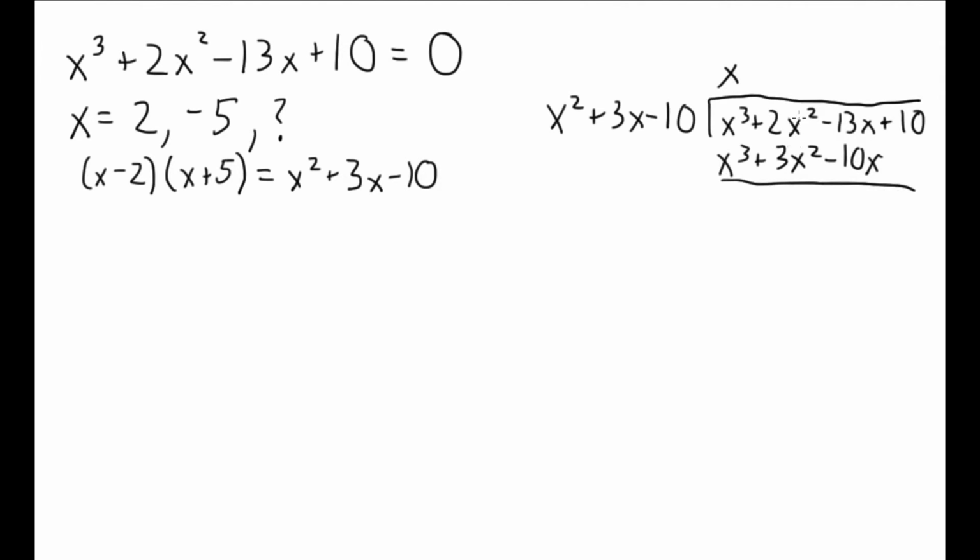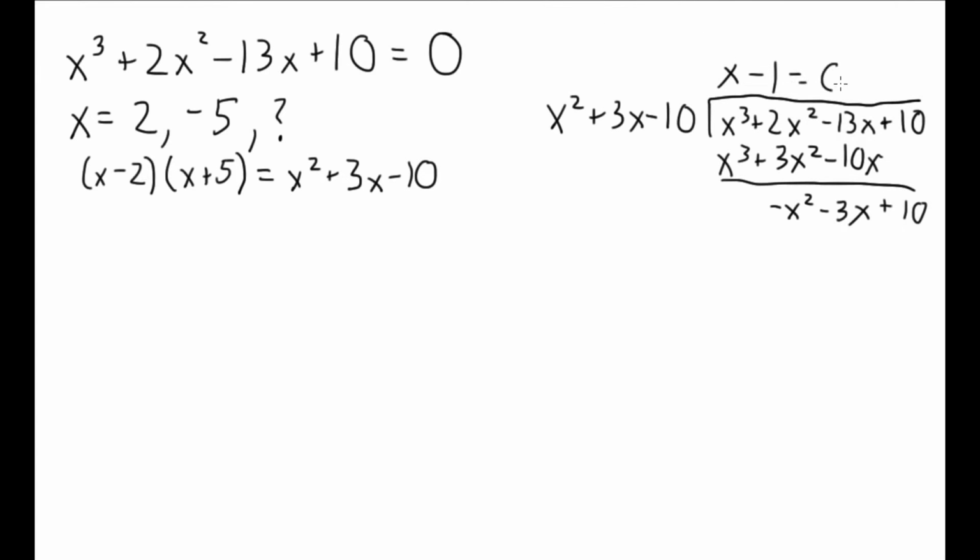Now the trick is, when we subtract, we have to remember to subtract both of these. So 2 minus 3 will be negative x squared, and negative 13 minus negative 10 is negative 13 plus 10. So that'll leave us with negative 3x. Bring down the 10, and look at that. We can see that this is just this negated, which means we multiply by negative 1. We would end up with this being subtracted from itself, which is 0. So x minus 1 is the quotient that we are left with.